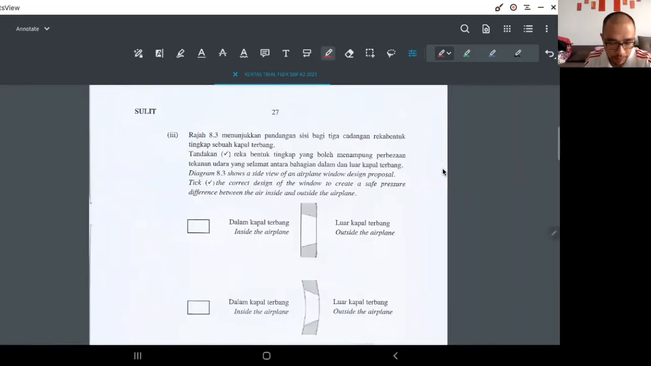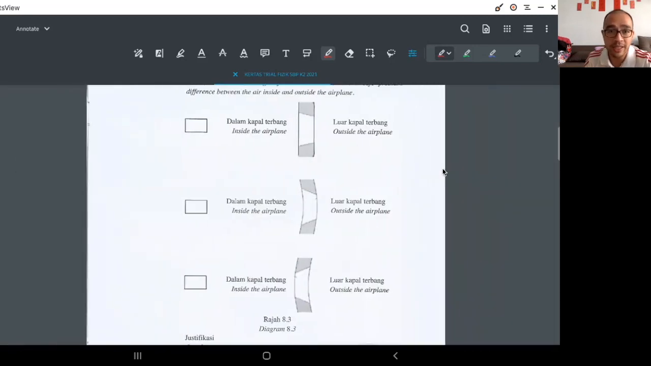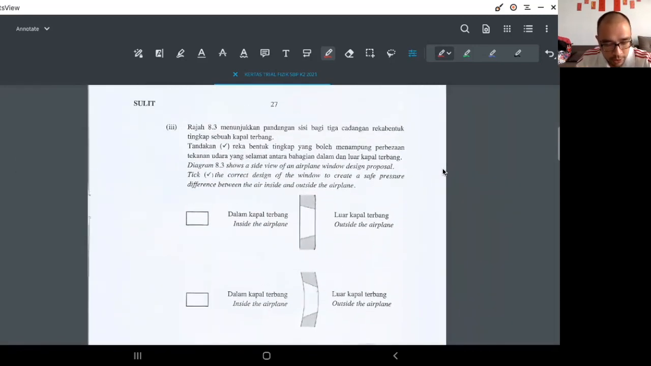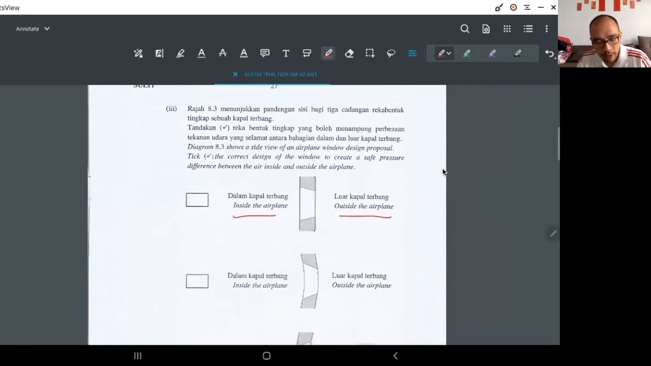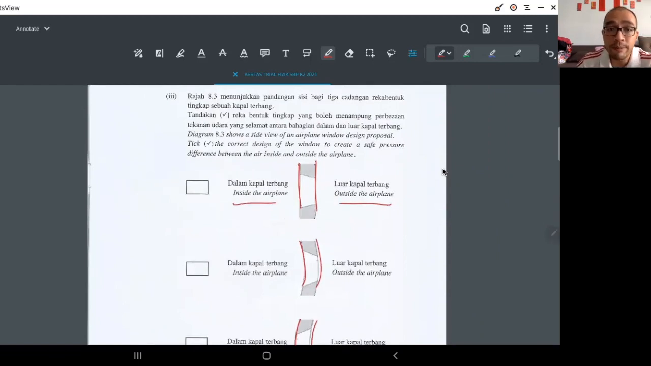Okay, this last question. This is by far the most interesting question, which is why I really wanted to discuss it. Think about this. Diagram 8.3 shows a side view of an airplane. Okay, window design proposal. So this is inside the airplane, this is outside the airplane. And look at the two designs. One is straight, one is curved outside, and one is curved inside. Okay, tick the correct design to create a safe pressure difference between the air inside and the air outside the aeroplane. And of course, you say why.